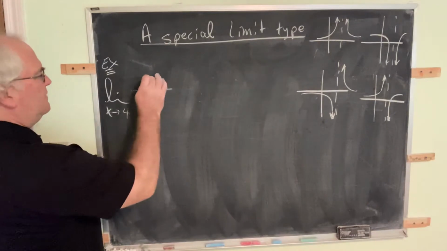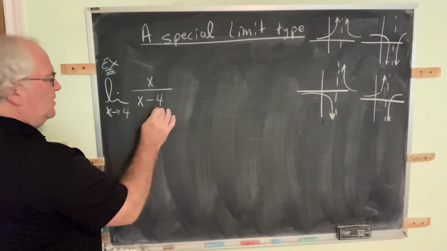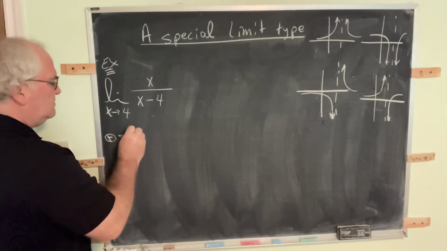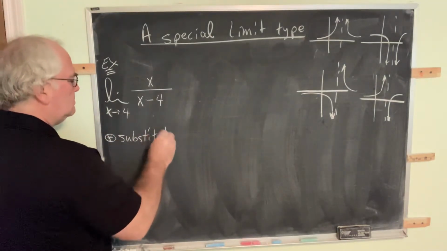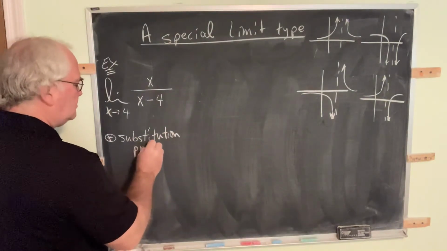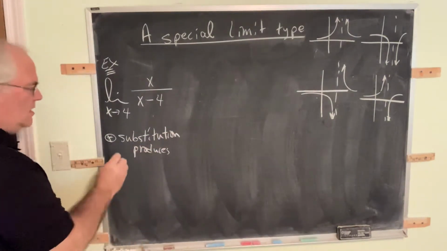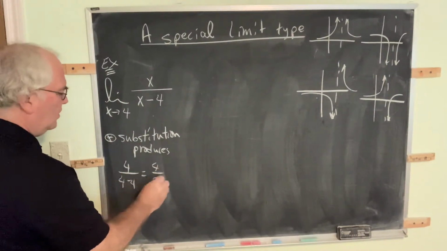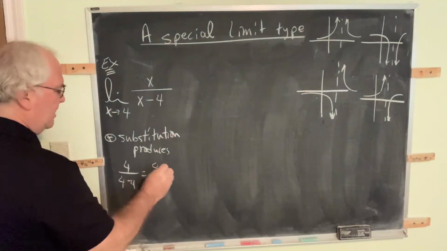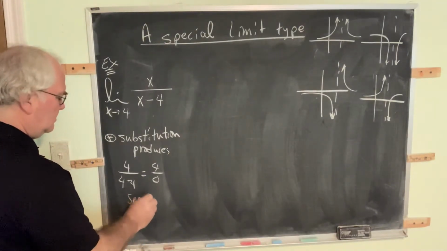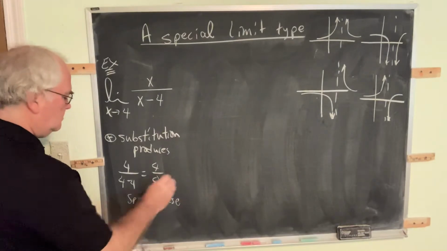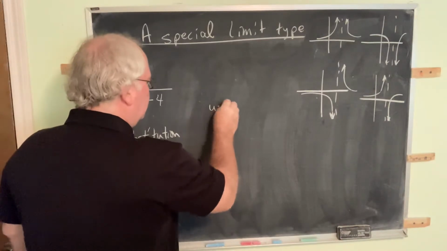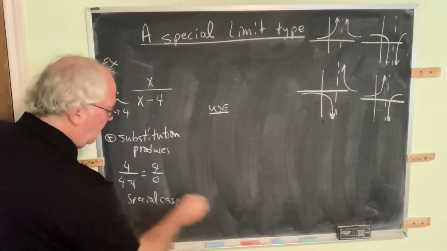Direct substitution gives us 4 divided by 0. That lets us know we need to make the special note. Direct substitution produces 4 over 4 minus 4, which is 4 over 0. This is our special case. And we will use x approaching 4.